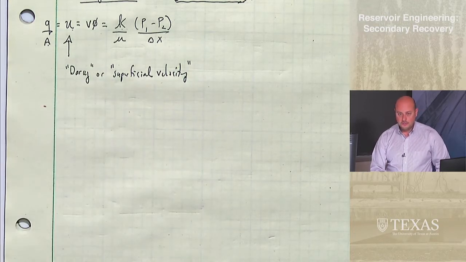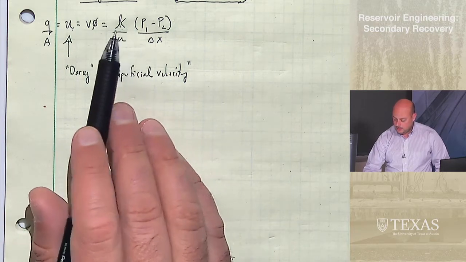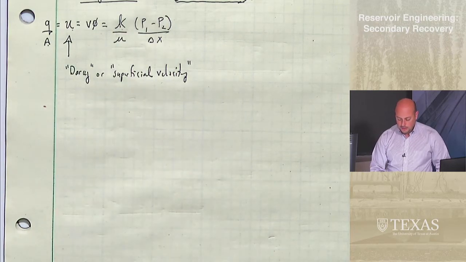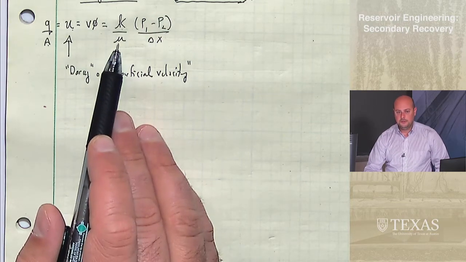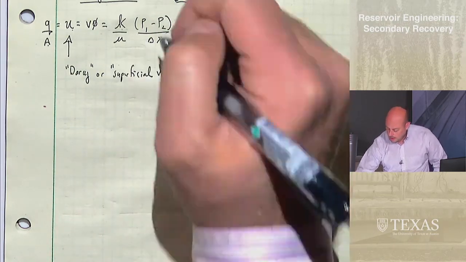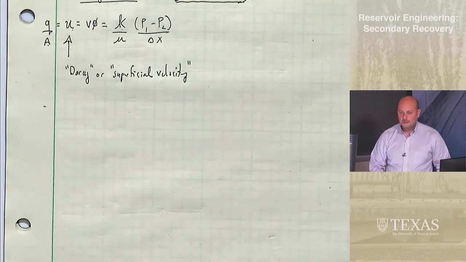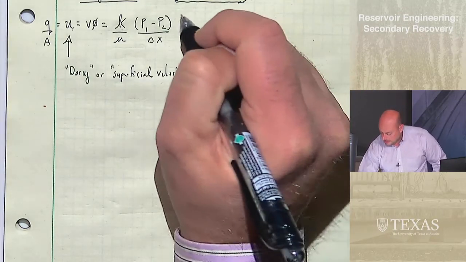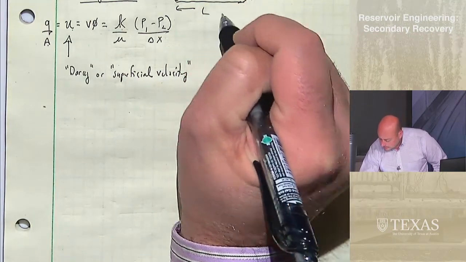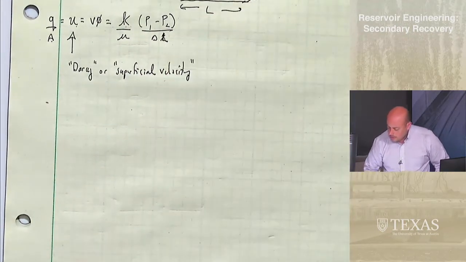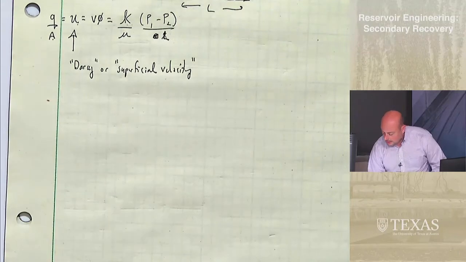Phi is the porosity of the porous medium. We'll come back to that in a couple weeks. K is the permeability. Mu is the viscosity of the fluid. P1 is the pressure here, and P2 is the pressure here, divided by the distance delta X, or L. Right, maybe we should have said L right there. Okay, so that's the length.